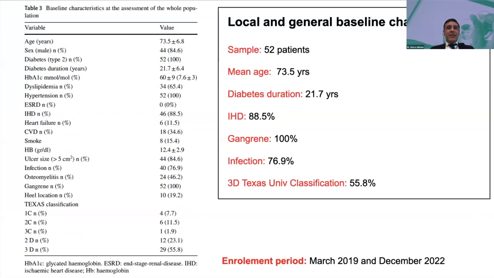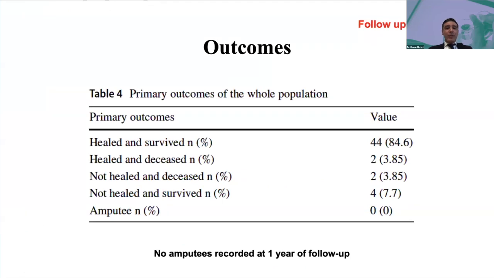In this study, we included 52 patients with a mean age of 73 years, with more or less the same diabetes duration, nearly 20 years. Again, the majority of the patients had a chronic ischemic heart disease, more or less 80%, 100% had the gangrene, and 76% had an infection at the baseline. To better understand the severity of the ulcers, you can see that more or less 56% were reported in a 3D Texas University classification. What about outcomes in this particular subgroup of patients?